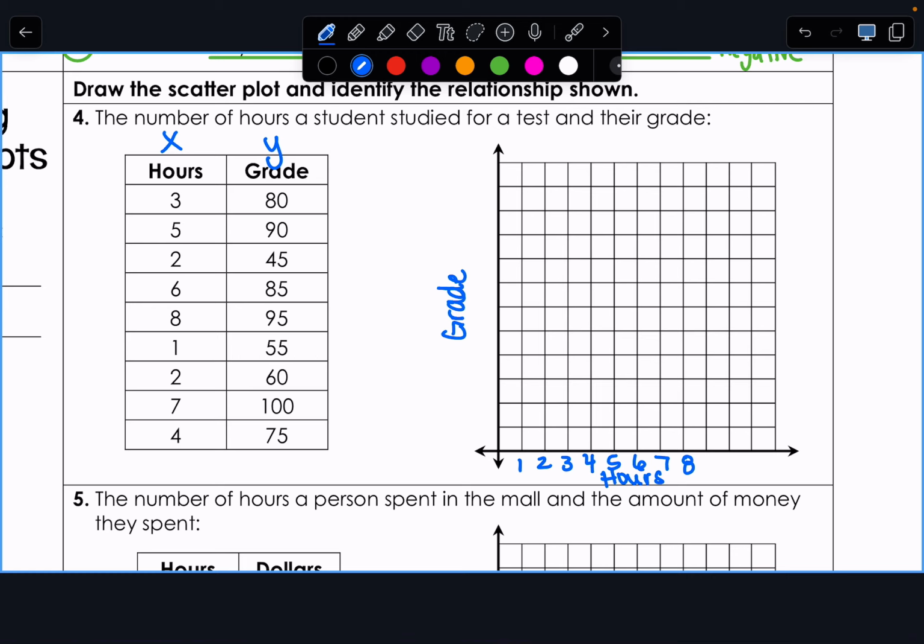Now, we could count 10, 20, 30, 40, 50, 60, 70, 80, all the way to 100. But I really only have numbers from 45 to 100, right? So I'm going to cut my y-axis and start at 45 and count by 5s until I reach 100. That way it's easier to graph. Is that okay?